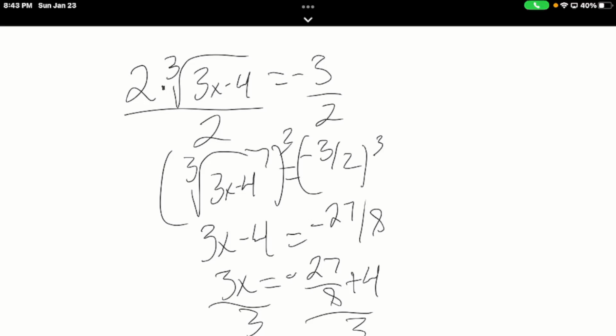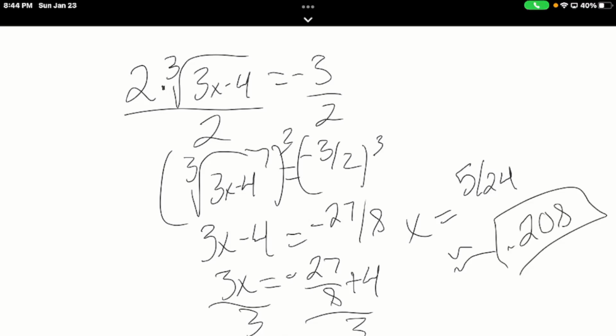When you end up typing this into your calculator, you will get something as a decimal. So this is going to be x equals, if you were to simplify it all the way fraction-wise, you would get 5 over 24, which is approximately 0.208. Okay, so that's the decimal form. If you were to just type this whole thing into your calculator, you'd get that. Or if you were to just make it a fraction, you would get 5 over 24.